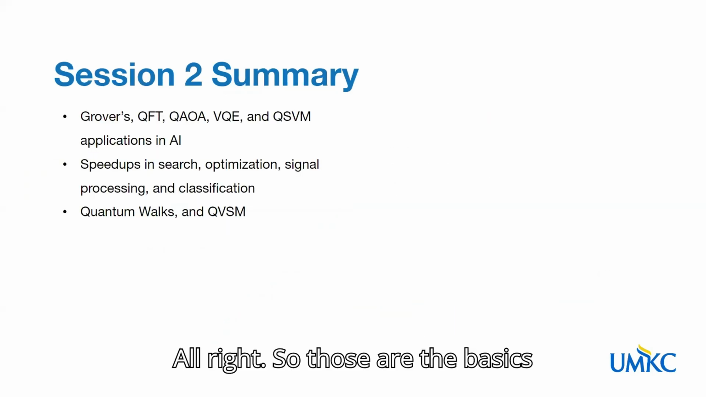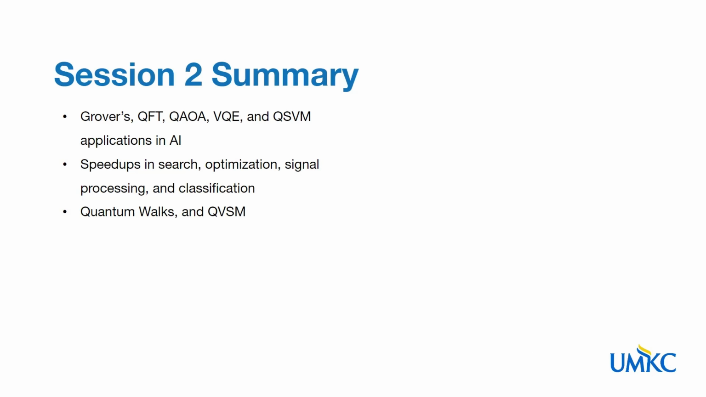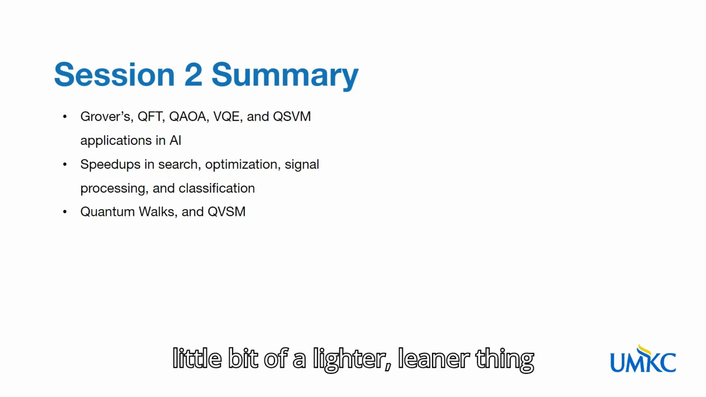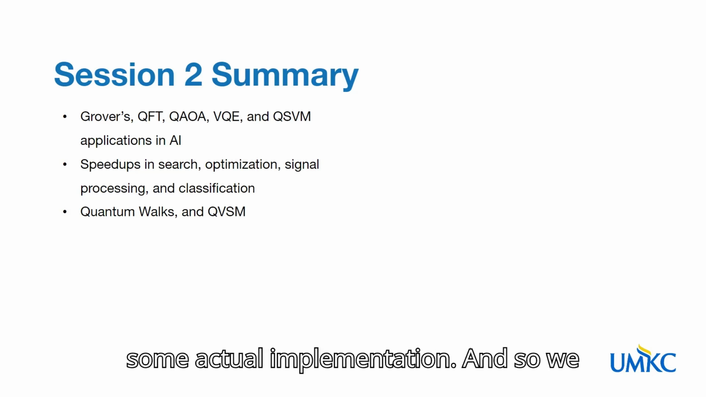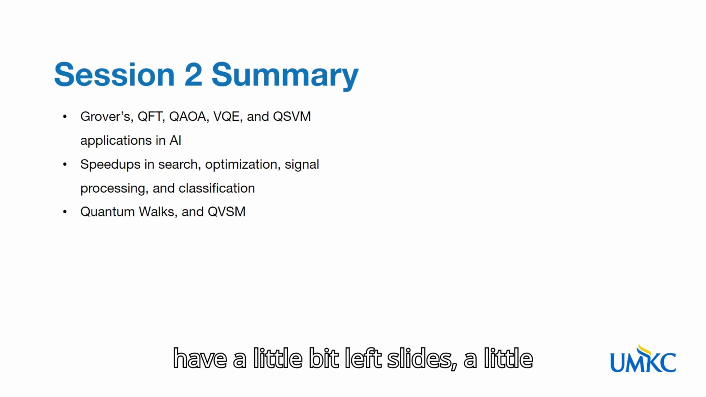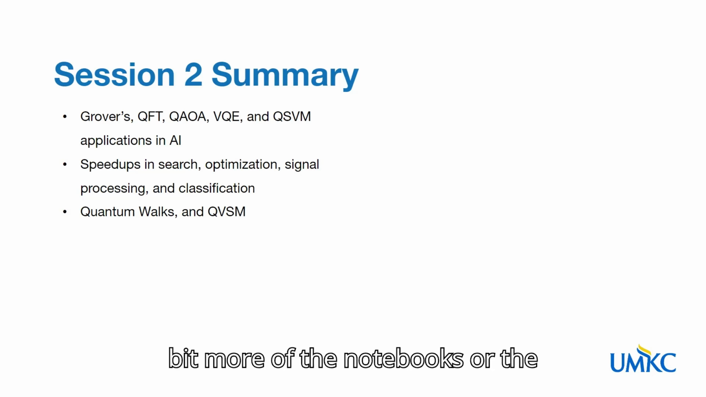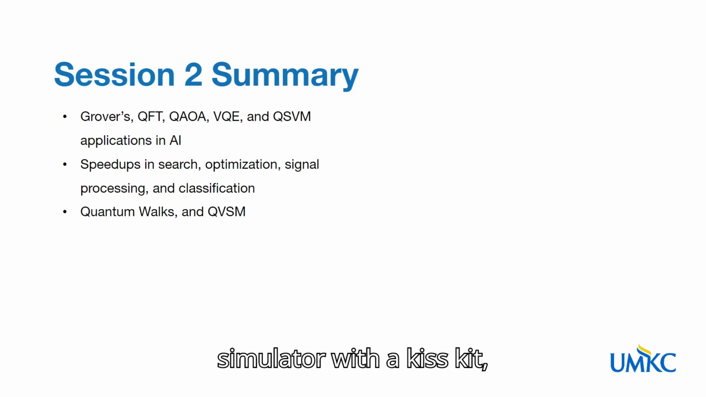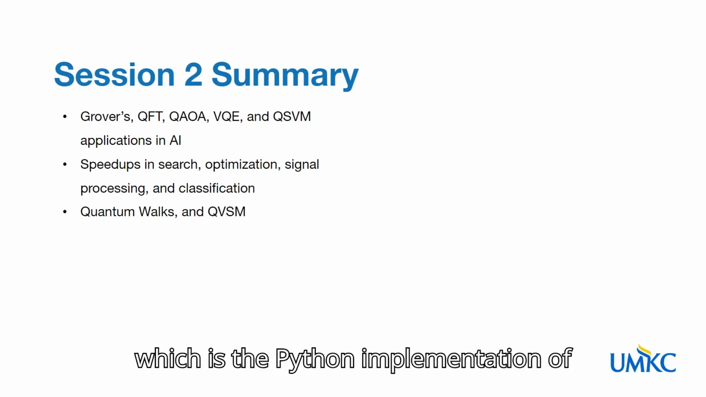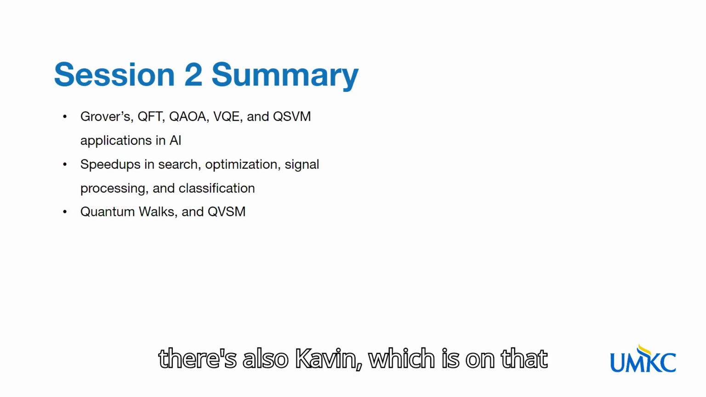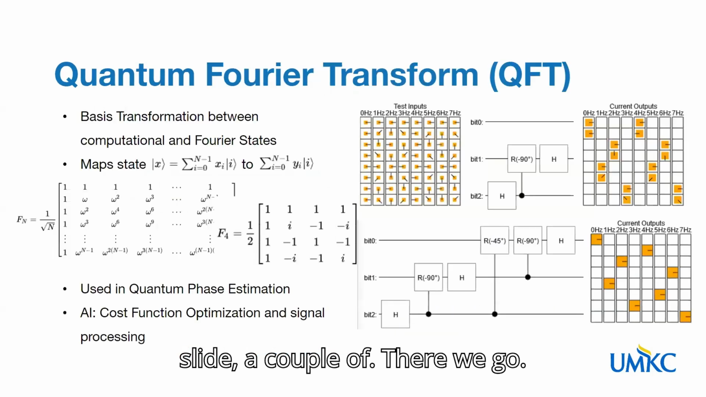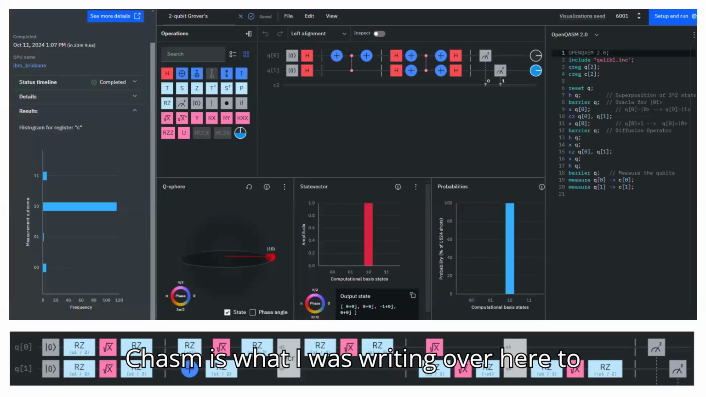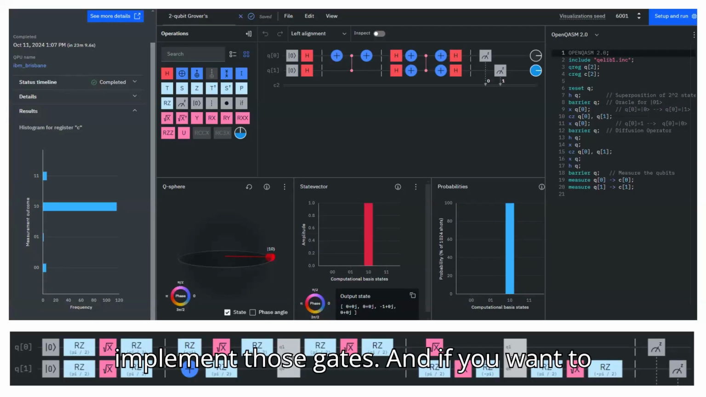All right. So those are the basics of what I want to talk about today. A little bit of a lighter, leaner session, because next week we're going to go into some actual implementation. It's going to be a little less slides and a little more of the notebooks or the simulator with Qiskit, which is the Python implementation of working with quantum computers. And there's also QASM, which is on that slide there. QASM is what I was writing over here to implement those gates.